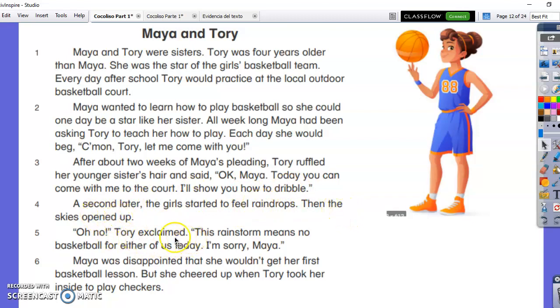"Oh no," Tori exclaimed. "This rainstorm means no basketball for either of us. I'm sorry, Maya." Maya was disappointed that she wouldn't get her first basketball lesson, but she cheered up when Tori took her inside to play checkers.